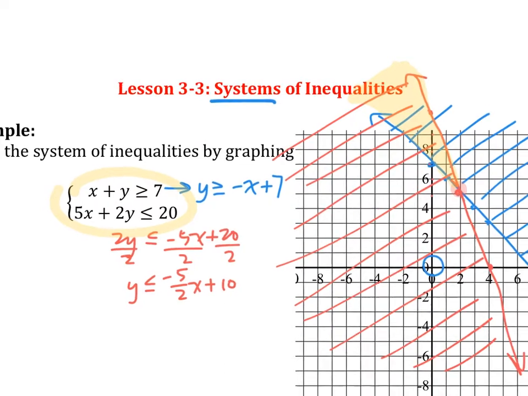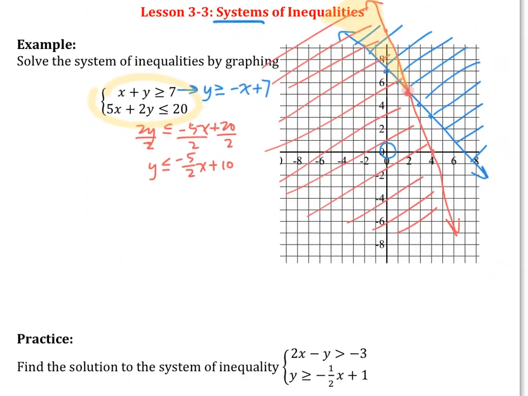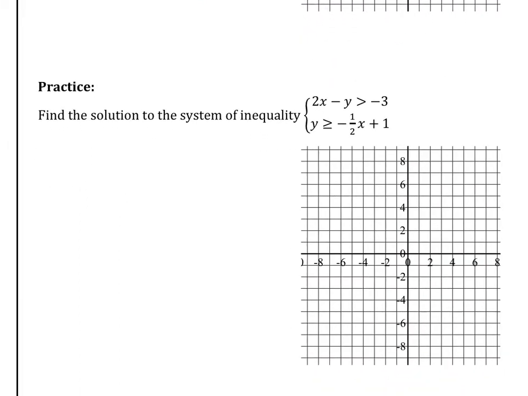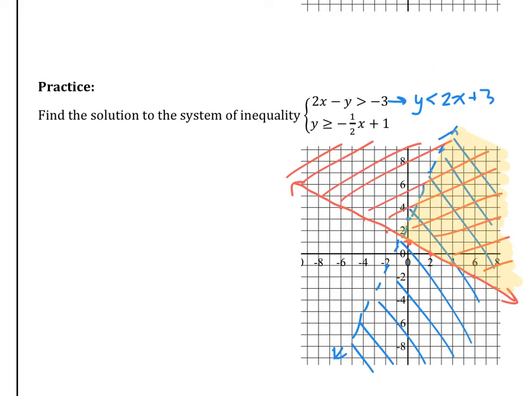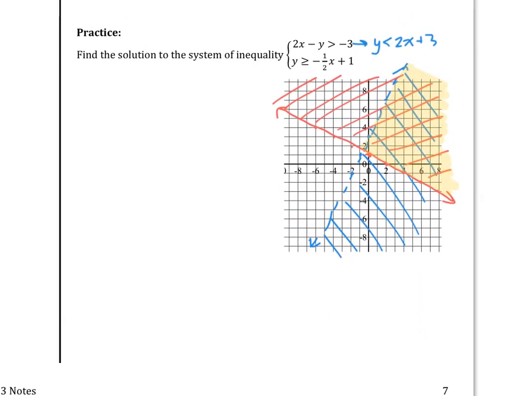All right, so let's go ahead and have you try one. So solve this one on your own. All right, go ahead and check your answer. So this yellow region is the region that solves this inequality. Just make sure the first equation is a greater than sign. So you need to have dotted line instead of solid line.